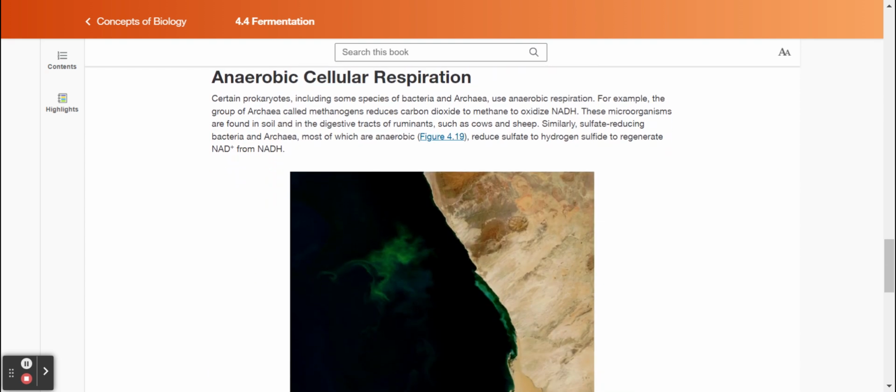Anaerobic cellular respiration. Certain prokaryotes, including some species of bacteria and archaea, use anaerobic respiration. For example, the group of archaea called methanogens reduces carbon dioxide to methane to oxidize NADH. These organisms are found in soil and in the digestive tracts of ruminants, such as cows and sheep. Similarly, sulfate-reducing bacteria and archaea, most of which are anaerobic, reduce sulfate to hydrogen sulfide to regenerate NAD+ from NADH.